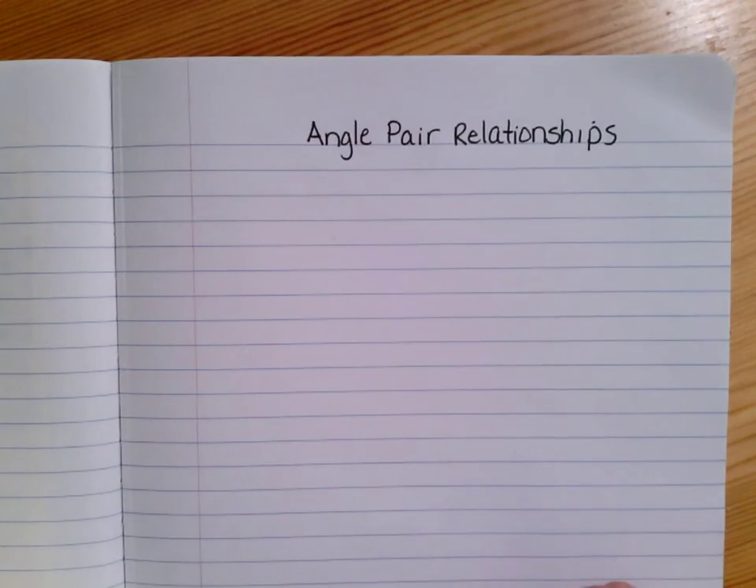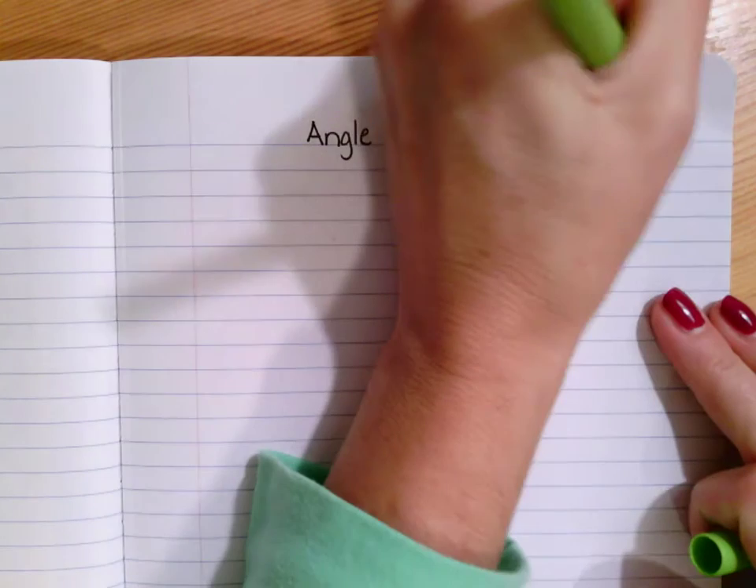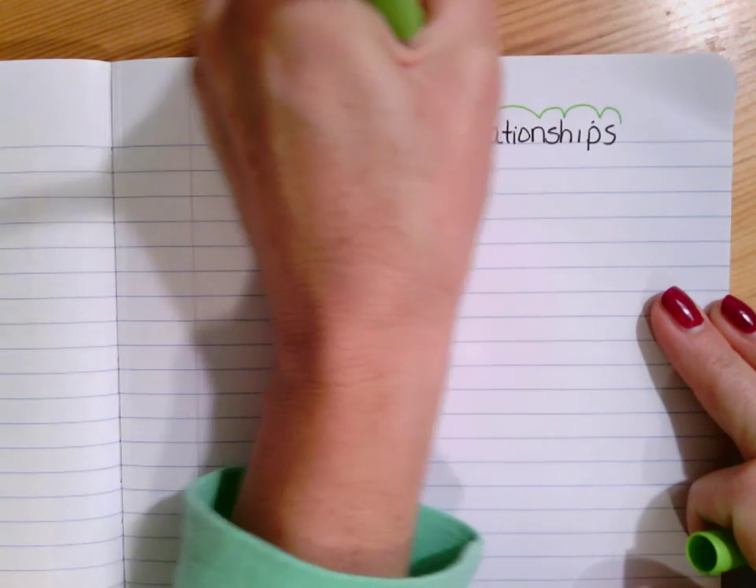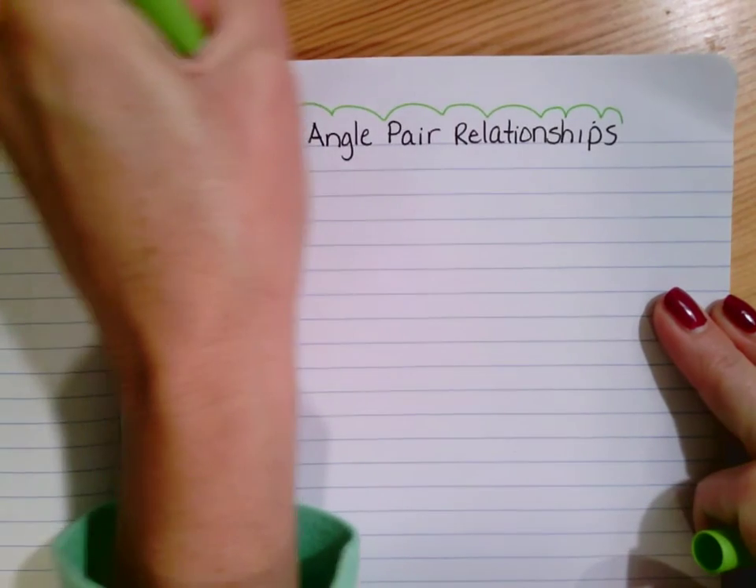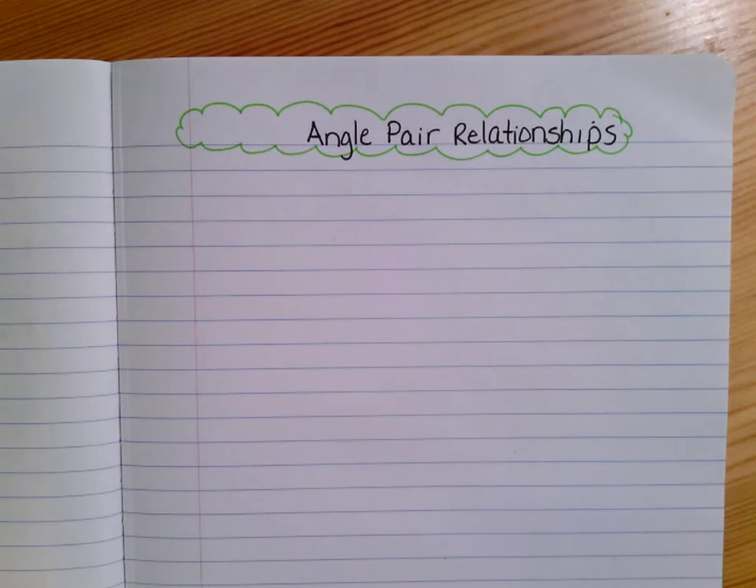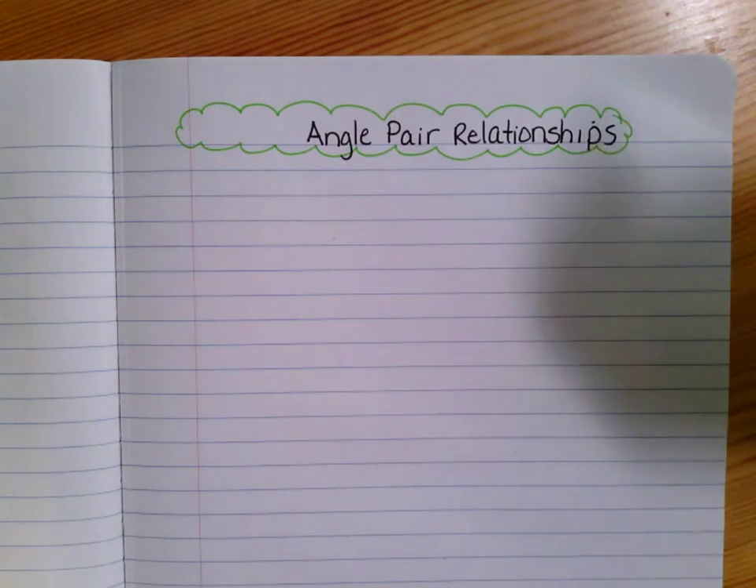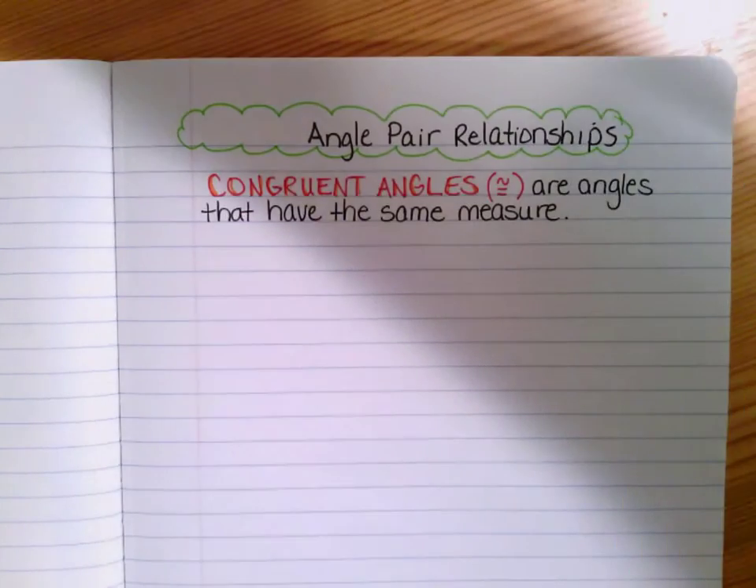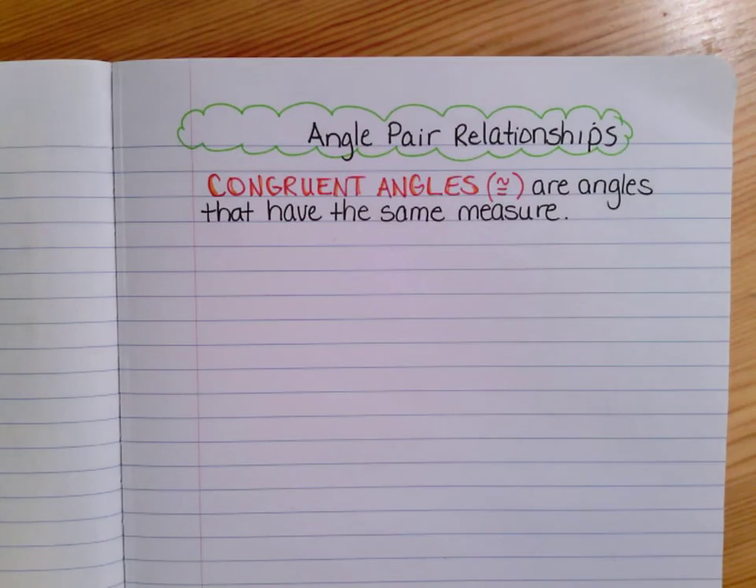Okay. So let's do our cute little decoration around there to emphasize our title. Okay. So first, congruent angles are angles that have the same measure. So you should pause the video and write that down. Congruent angles are angles that have the same measure.